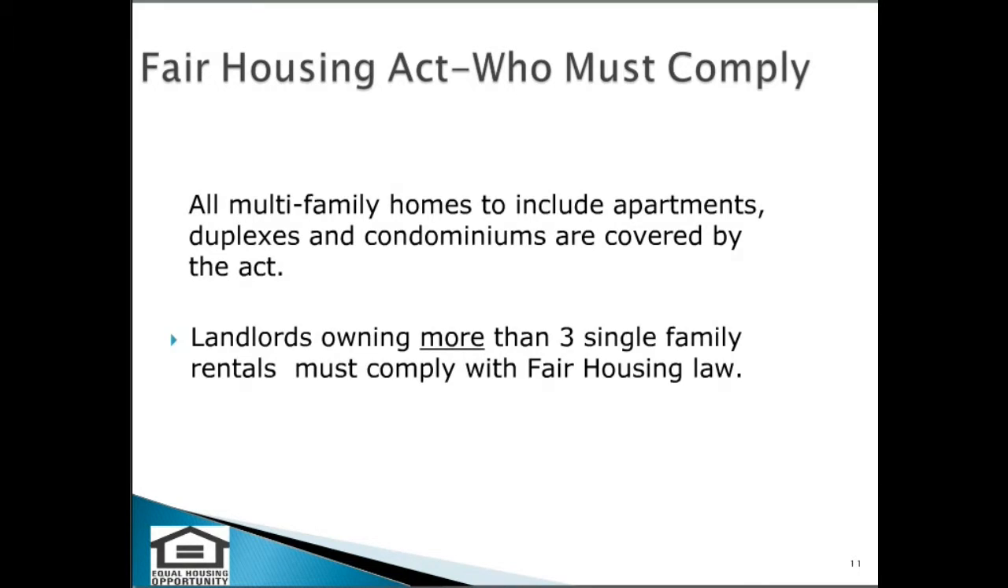Who must comply with the Fair Housing Act? All multifamily homes, to include apartments, duplexes, and condominiums, are covered by the Act. Landlords owning more than 3 single-family rentals must also comply with fair housing law. By the way, the definition of a single-family rental is a house.